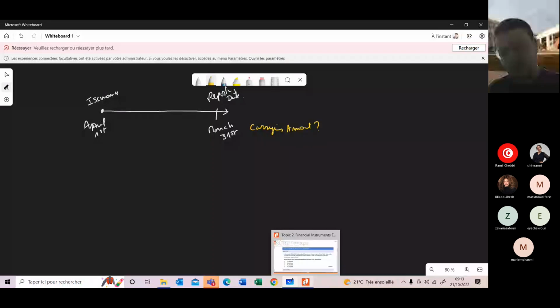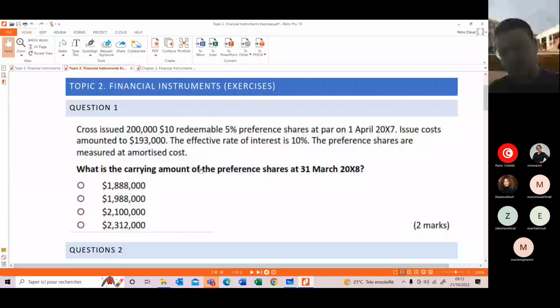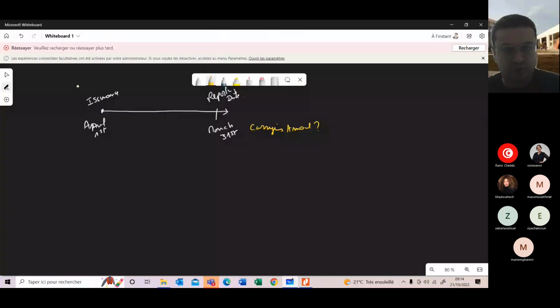Okay, let's go back. Which method are we using here? It is the amortized cost, right? Normally, we have to work on that table with respect to the beginning balance, the finance cost, the coupon, and also the ending balance. Let's go and work on it.